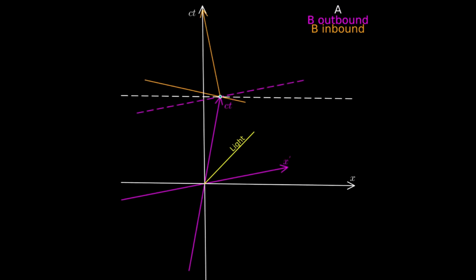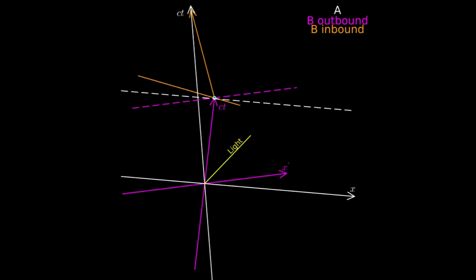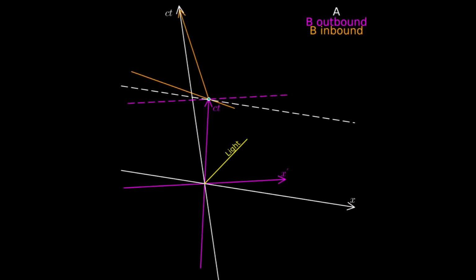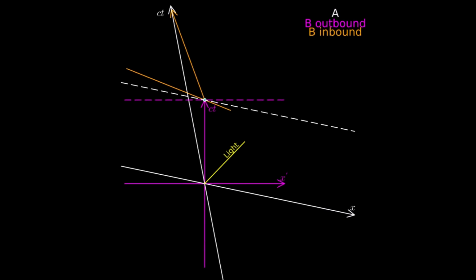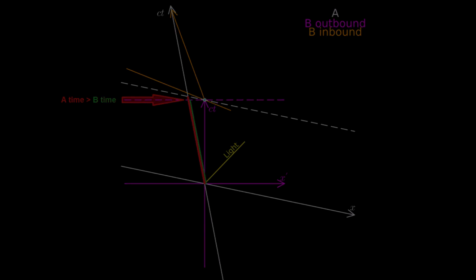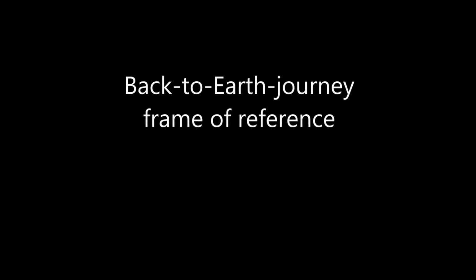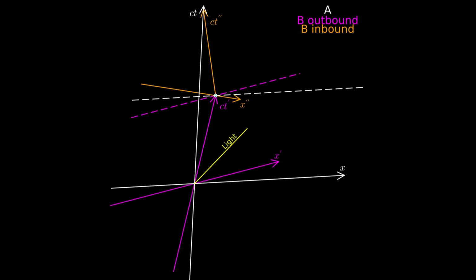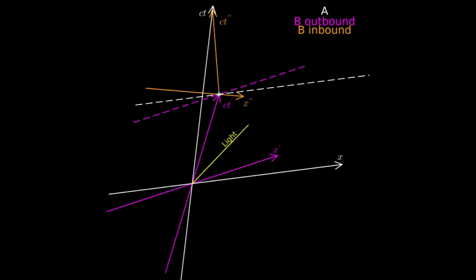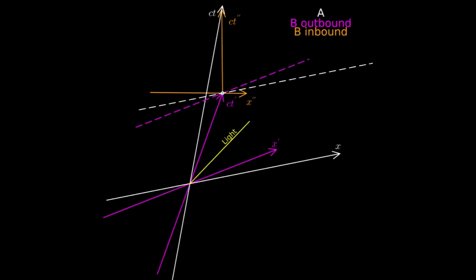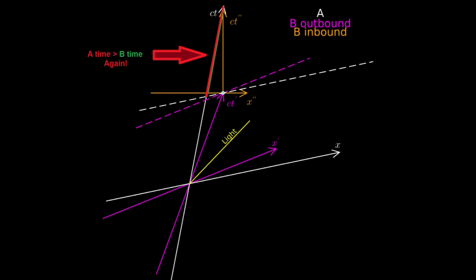If we now switch to the frame of reference of B, the traveler, we see that here also the jump he made from the outbound into the inbound costs him also time in A's frame. If we switch to the frame of reference of B inbound, we see that here also this jump causes him also extra time in A's frame.